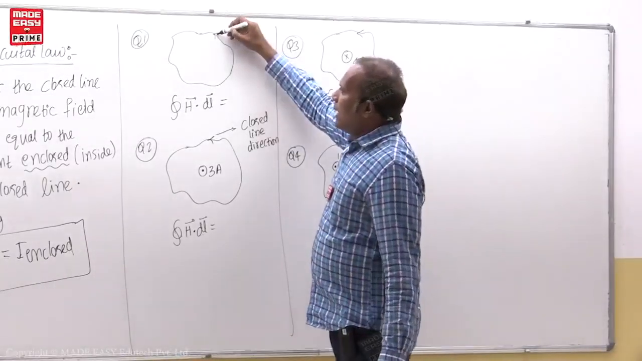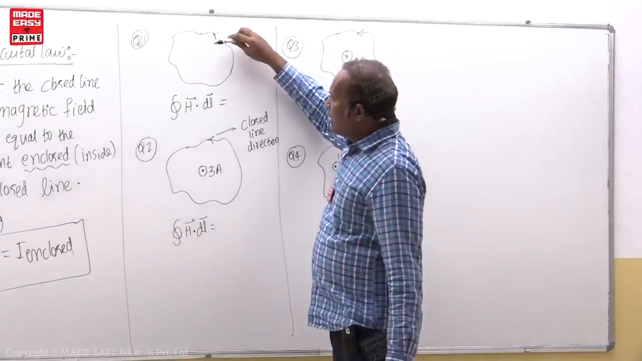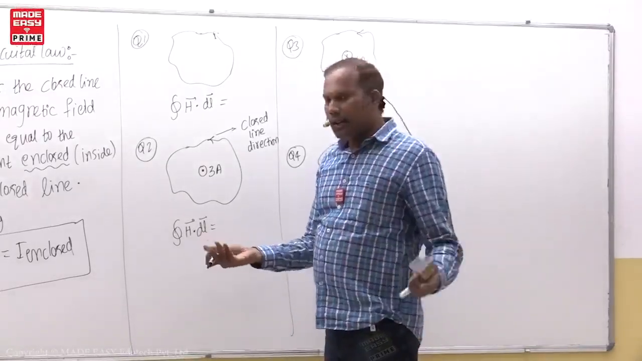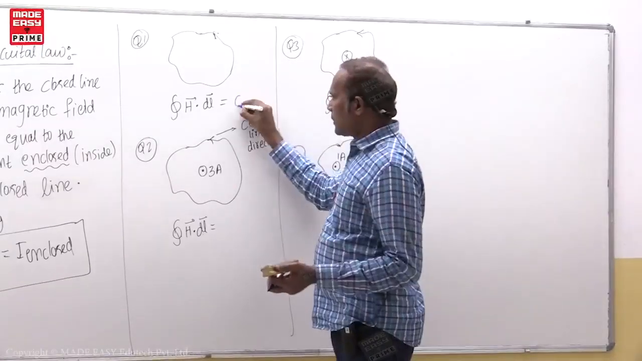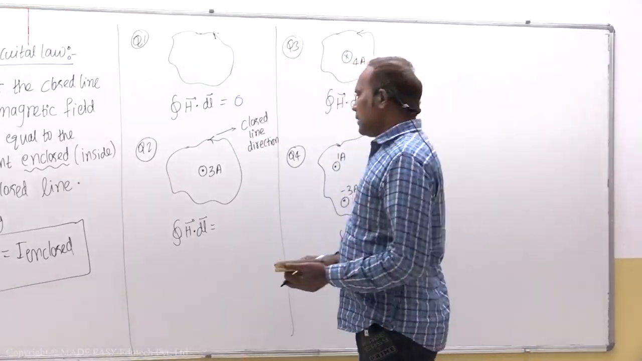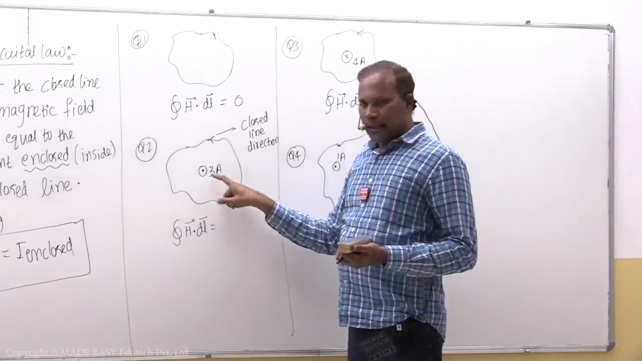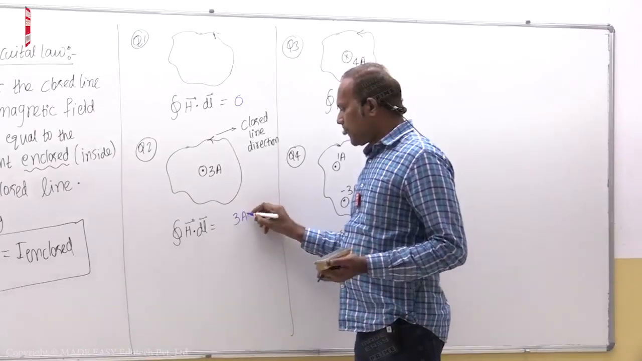There is one closed line. The direction of the closed line is like this. Now inside this closed line, how much current is there? There is no conductor, so current is 0. So the answer is 0 to this. Now here, is there any conductor? Yes, that conductor carrying how much current? 3. So you put 3 ampere.